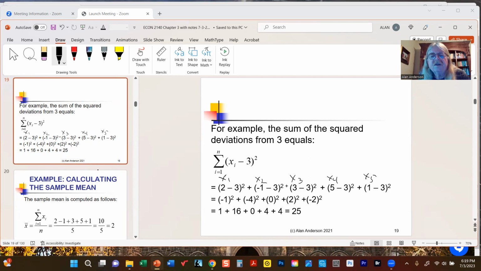So in other words, 2 minus 3 is -1. -1 minus 3 is -4. 3 minus 3 is 0. 5 minus 3 is 2. And finally, 1 minus 3 is -2. Now I square them, and I get 1 plus 16 plus 0 plus 4 plus 4. And I ultimately end up with 25. There are many more of them, but these are the three that we might actually need during this course. There are all kinds of crazy things you can do with the summation notation, but we will stick with the basics here.